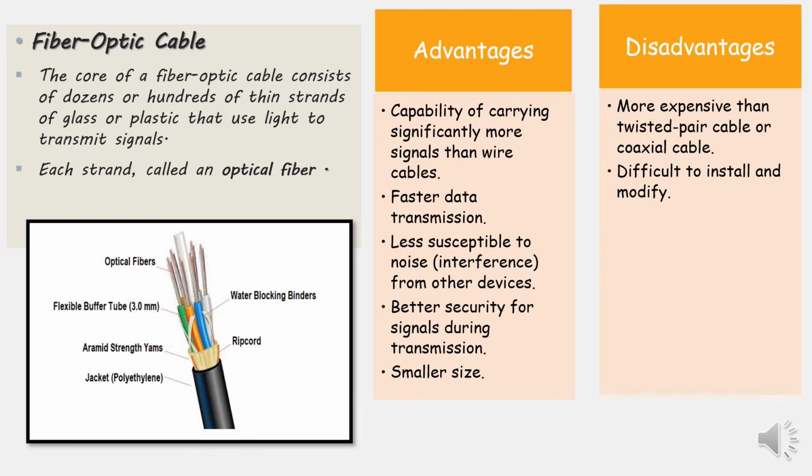The disadvantages of fiber optic cable are it costs more than twisted pair or coaxial cable and can be difficult to install and modify. Despite these limitations, many phone companies replace original analog phone lines with fiber optic cables, enabling them to offer fiber optic internet access to home and business users.